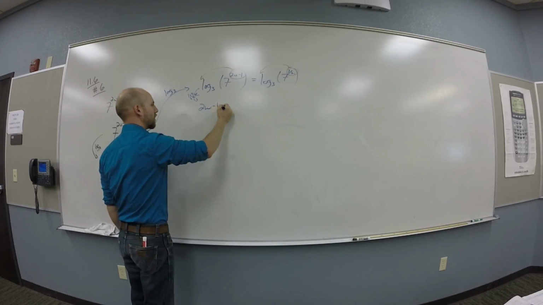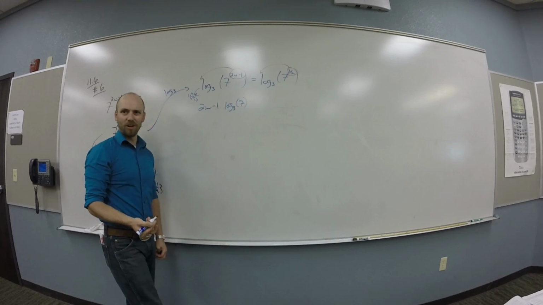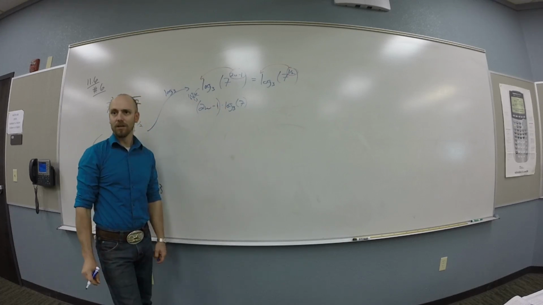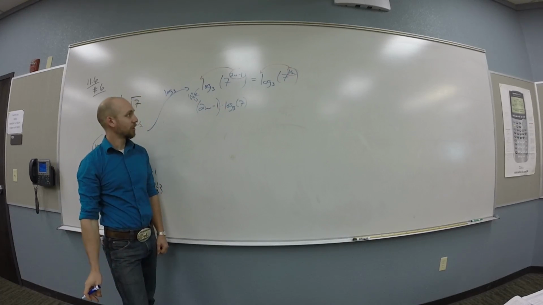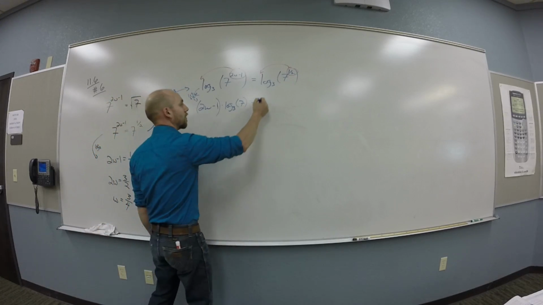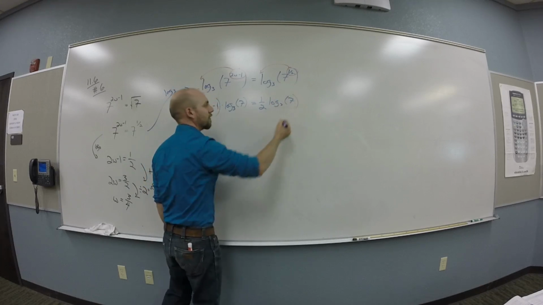Do I need parentheses on that? Probably for this, right? I need to multiply that whole thing by log base 3 of 7. So I've got 2w minus 1 times log base 3 of 7 is 1/2 log base 3 of 7.